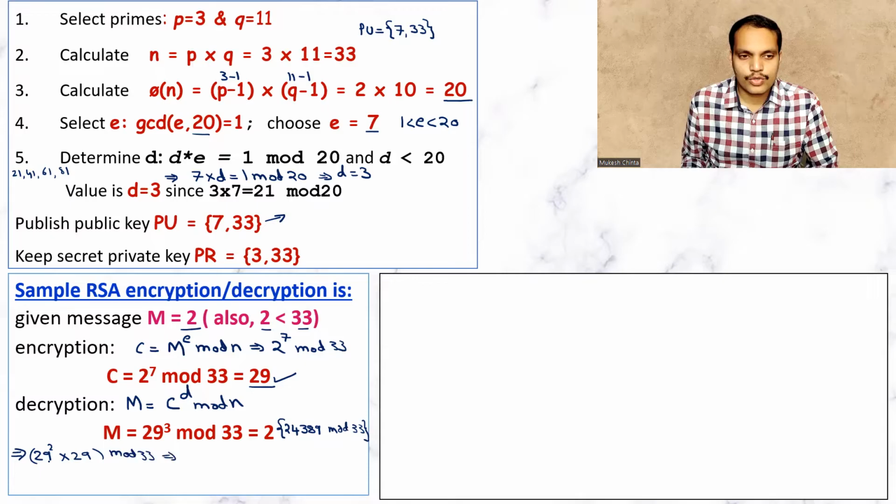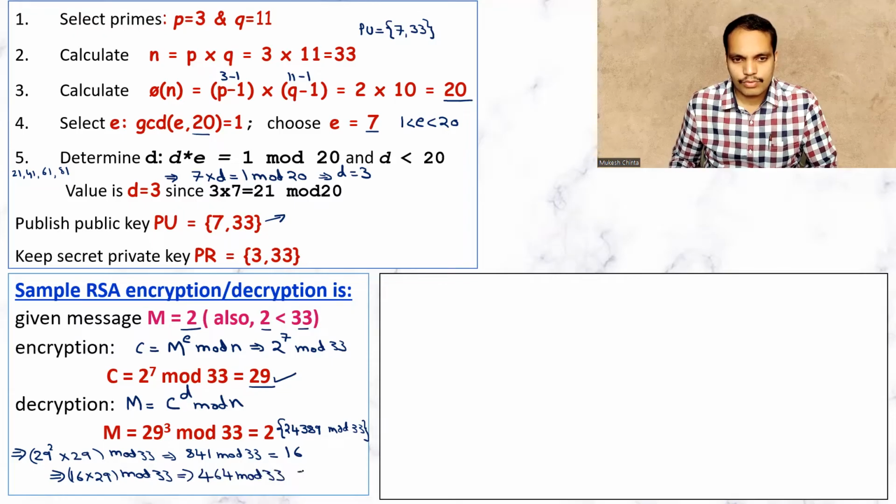So first let me find out what is 29 square. 29 square is nothing but 841 mod 33. That is equal to, what do I get? It is 16, because 825 I have in 33. So in 16, that means that next I can put it as 16 into 29 whole mod 33. So 16 into 29 is nothing but 464 mod 33. That is equal to 2.